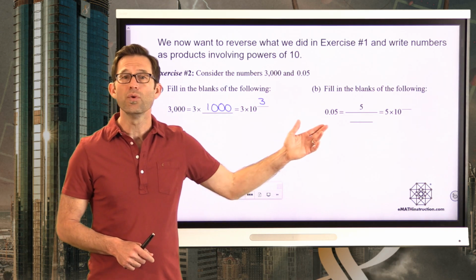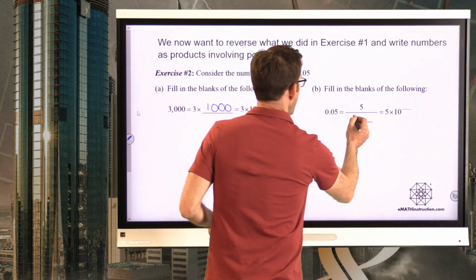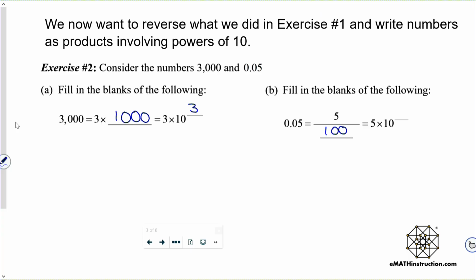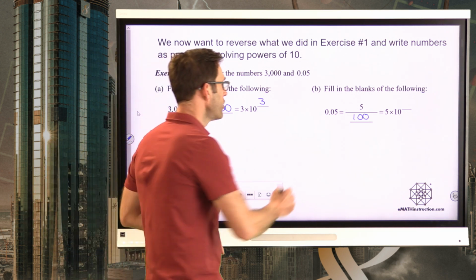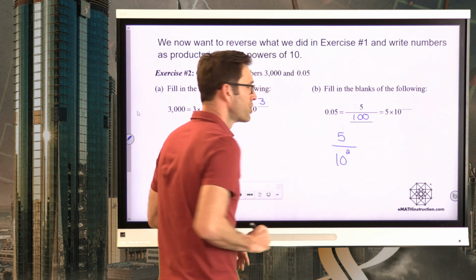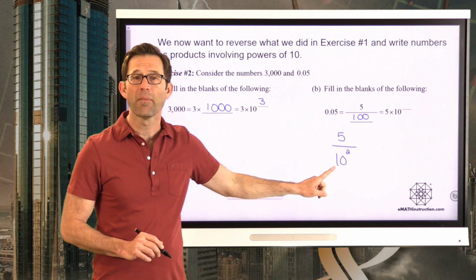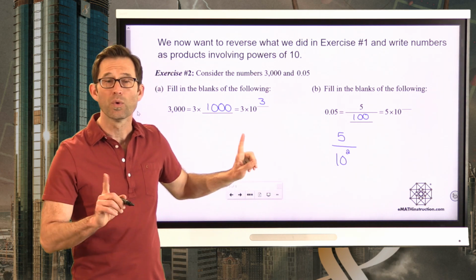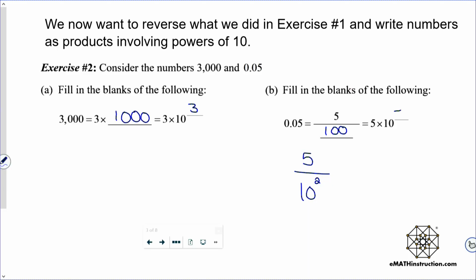Well, especially if you know that what we call this is 5 100ths, then it's not that hard to see that the blank down there should have a 100 in it. Now keep in mind that 100 is the same as 10 squared, right? So 0.05 is the same as 5 divided by 10 to the second power, which means it's the same as 5 times 10 to the minus 2 power.